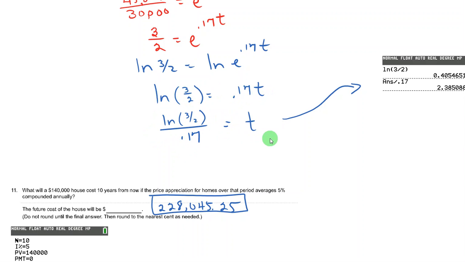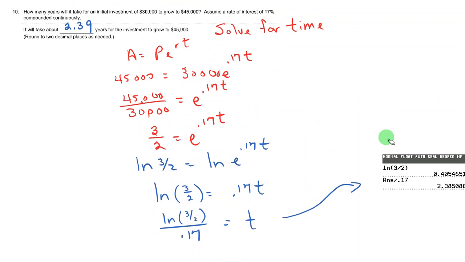And if you do it over here, if you look at the calculator screen, you can see that you get 2.385, and you're going to round that up, and it'll be 2.39 years.